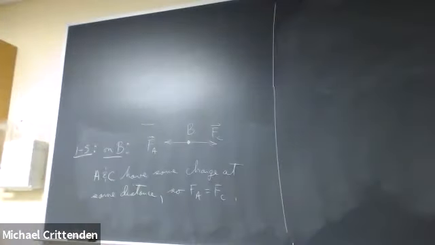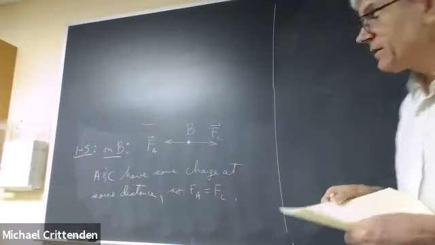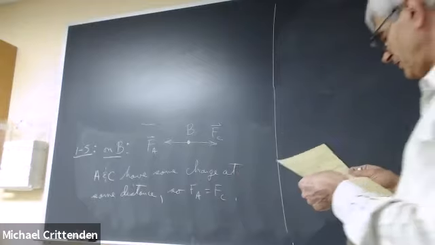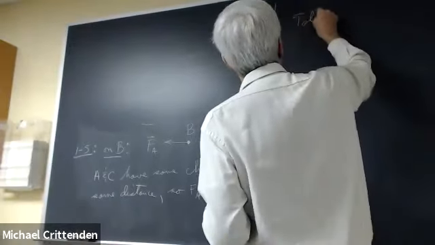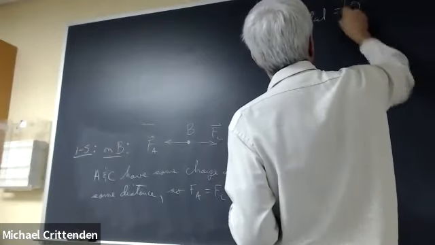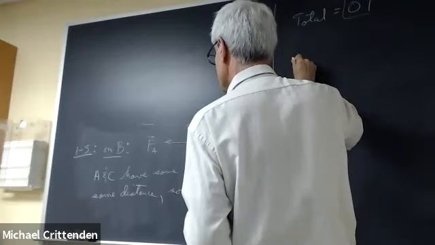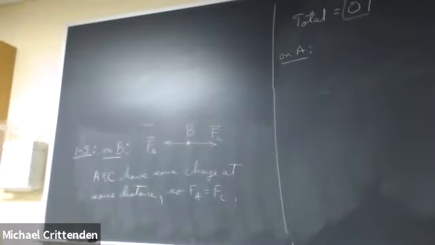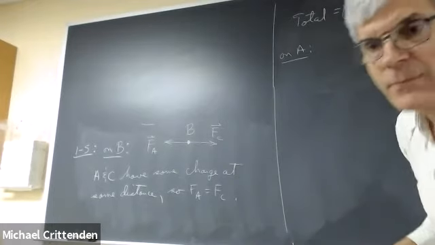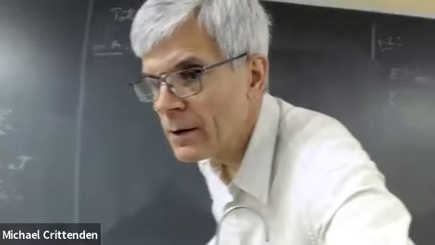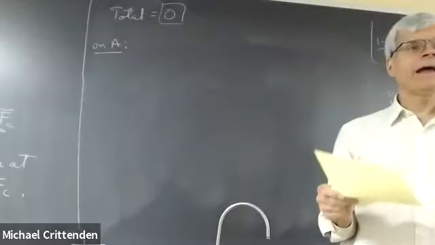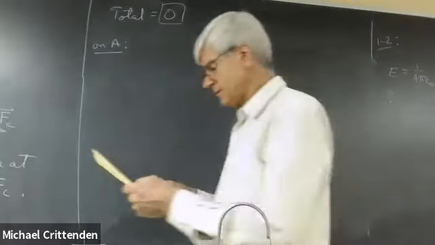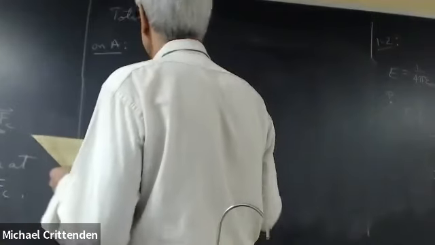A and C have the same charge at the same distance, so the magnitude of force A equals the magnitude of force C, which means the total is 0. For A, it's not quite so obvious what the answer is. We actually have to spend a little time figuring that out.